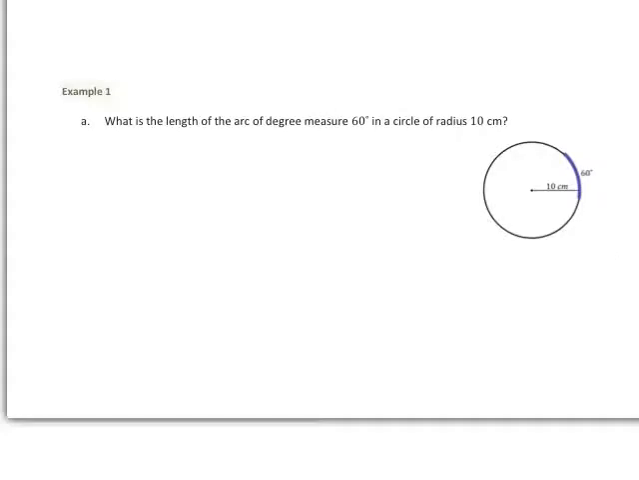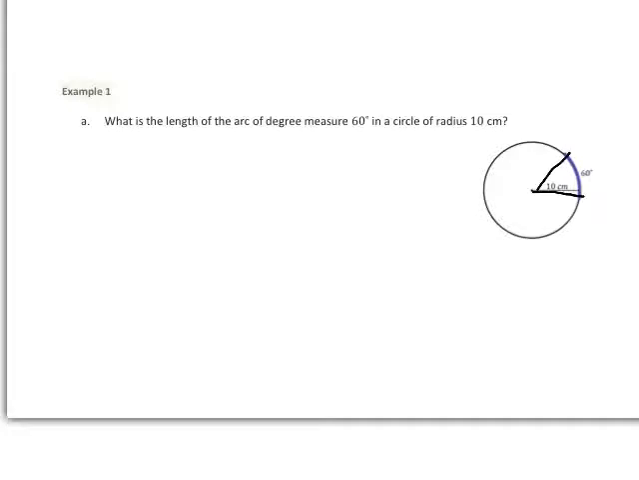So let's make a calculation here. We have a circle, and it has a radius of 10 centimeters. And we have an arc with a degree measure of 60 degrees. That's our angle measure. We know this arc measure is equal to the central angle subtended by that arc. I can draw that in here as best as I can.